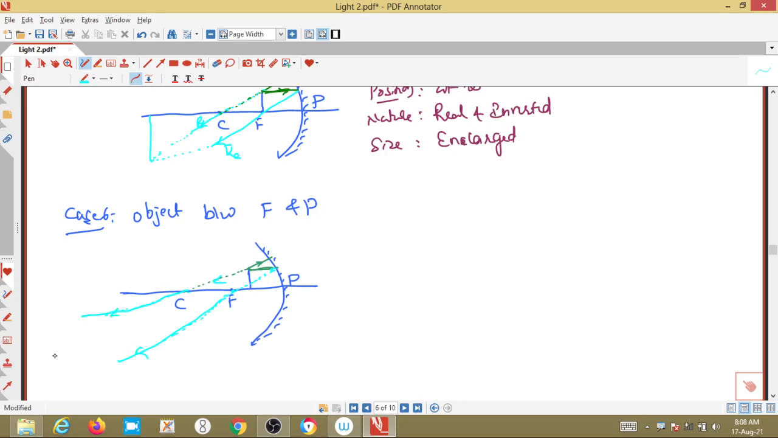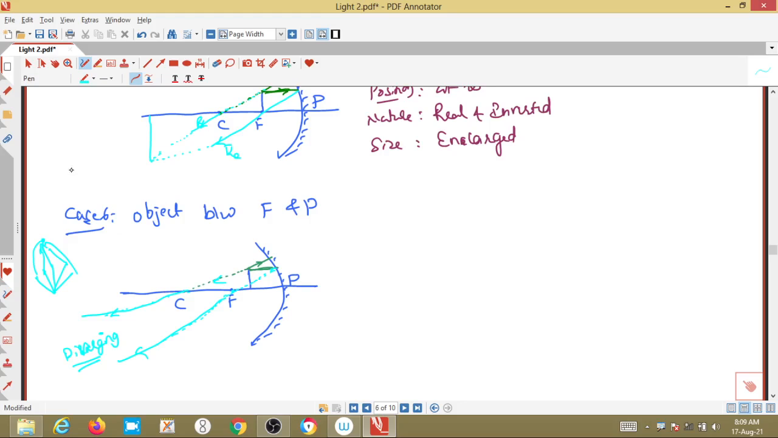Here the phenomenon of diverging is taking place. When diverging is taking place, is it getting converging or meeting? When the rays are moving from the point and diverging, is it possible for these rays to meet again at a certain point? No, it is not possible, right? They are going away from each other.